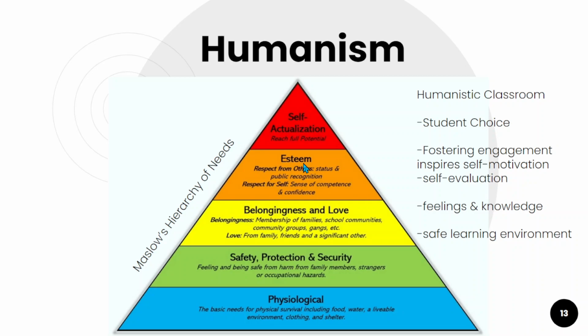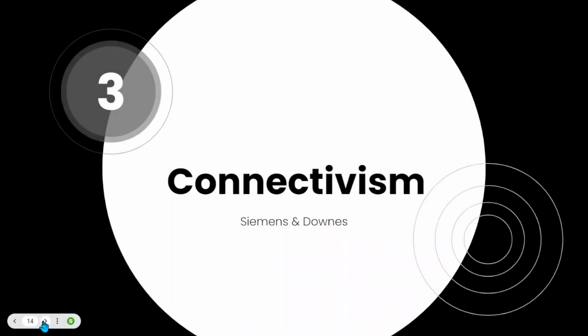So some things you might see around humanism in the classroom would be giving students choices. We want to foster engagement, and that inspires self-motivation and self-evaluation. We acknowledge feelings are important, as well as the knowledge that you're gaining in the classroom. And we always talk about a safe learning environment. Learners need to feel safe in order to be able to learn.